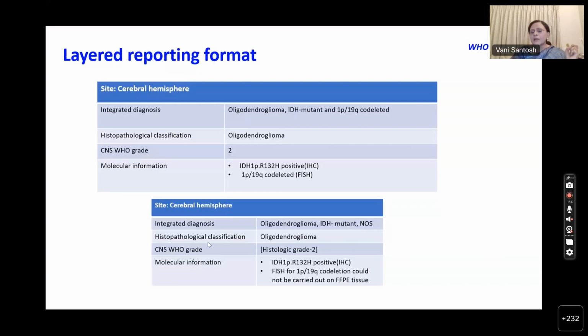And once you give a NOS, you cannot give a CNS WHO grade. You have to give a histological grade. Because CNS WHO grade is given only when you give a complete integrated diagnosis. I hope this is quite clear to the students.